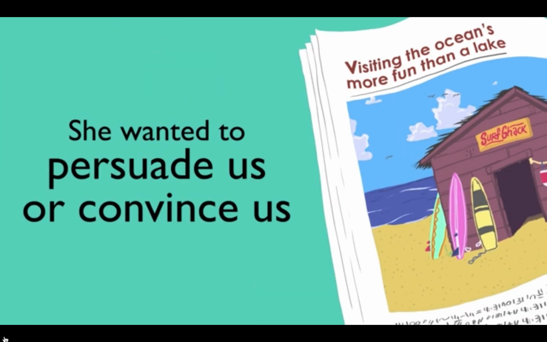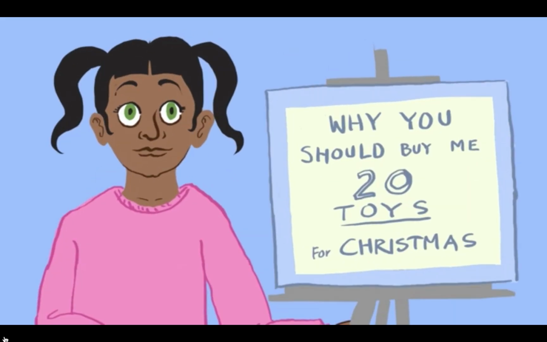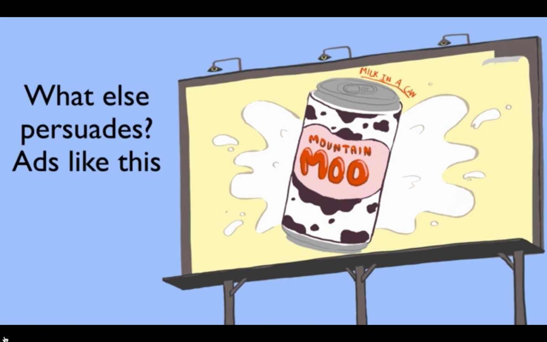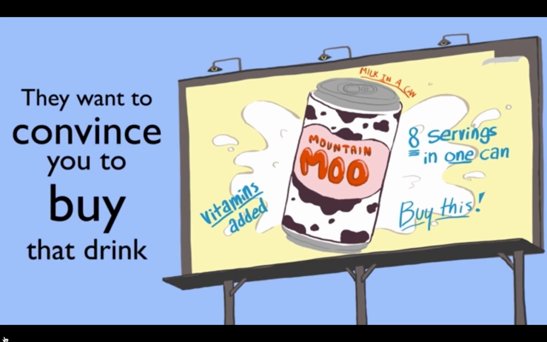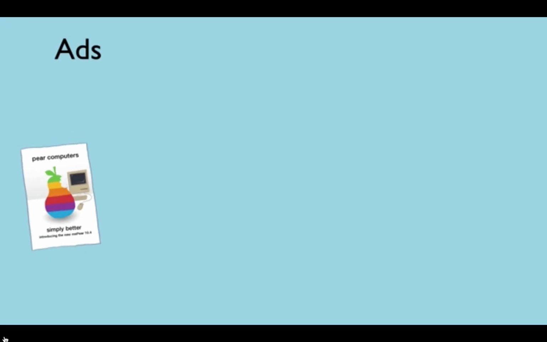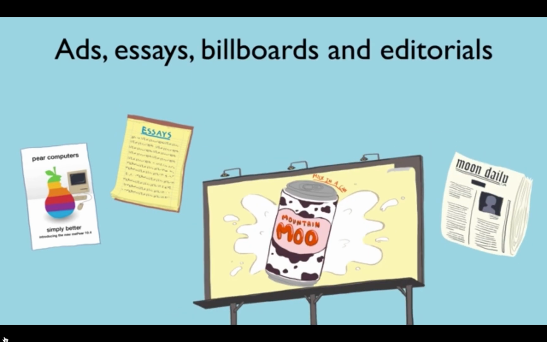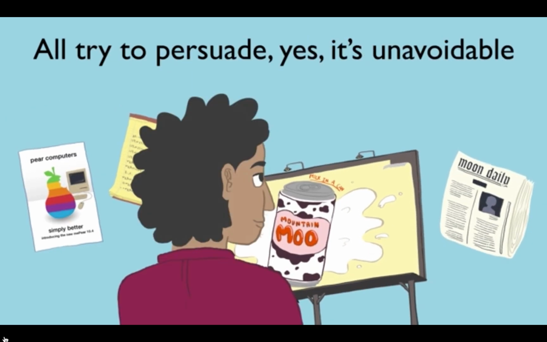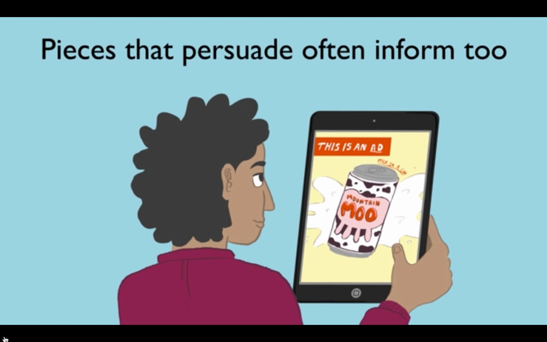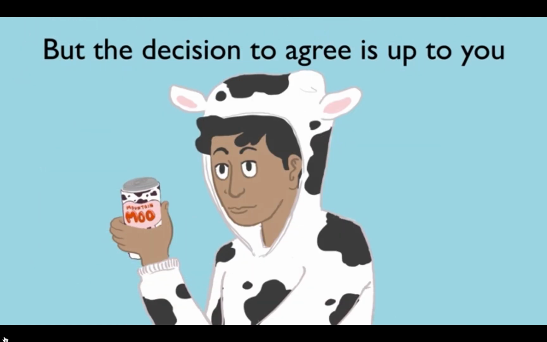She wanted to persuade us or convince us, like this: why you should buy me 20 toys for Christmas. What else persuades? Ads like this. They want to convince you to buy that drink. Ads, essays, billboards, and editorials all try to persuade. Pieces that persuade often inform too, but the decision to agree is up to you.